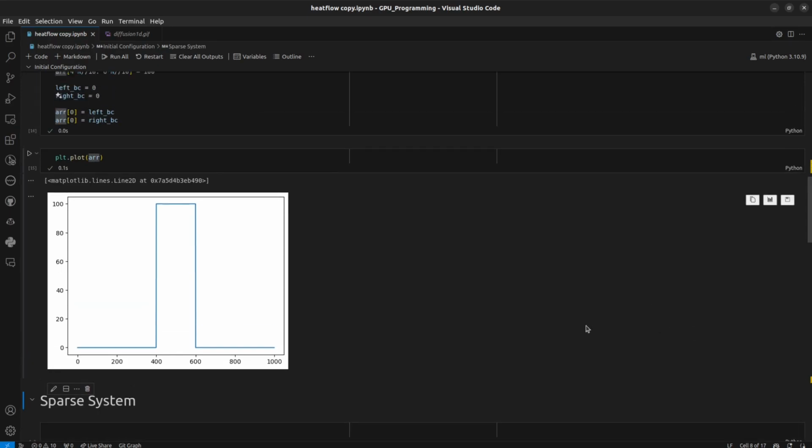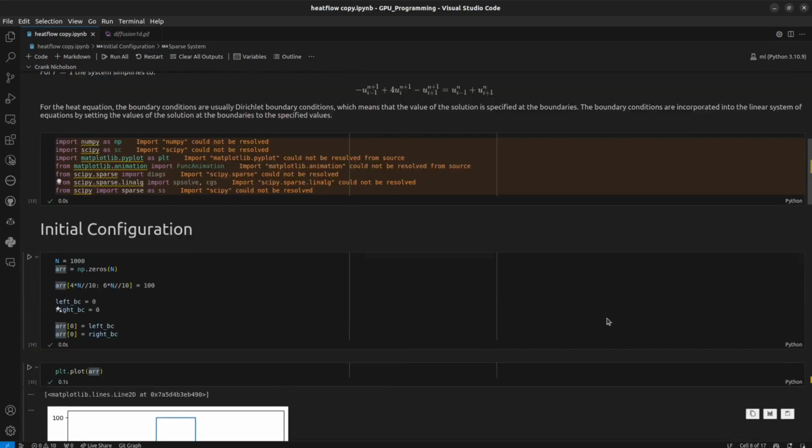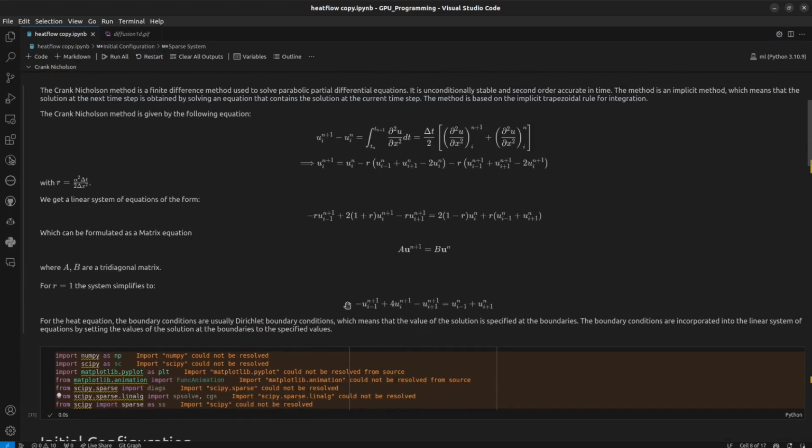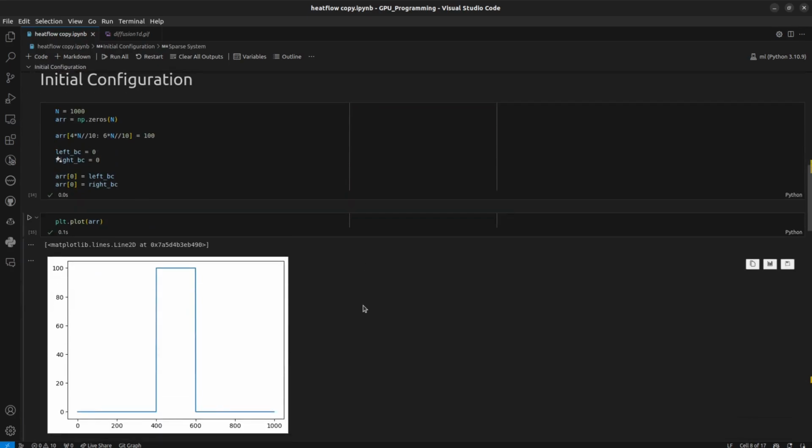Okay, now that we know our initial configuration, we're going to have a look at this system of equations. If you have a look here, you see that the ith point only depends on the i minus first and the i plus first point, meaning we're going to have a tridiagonal matrix with 4s on the diagonal, because the ith point gets multiplied by 4, and negative 1s on the first off diagonals.